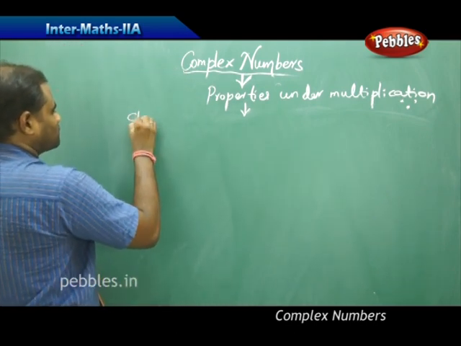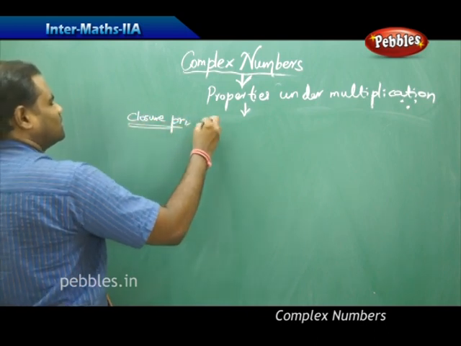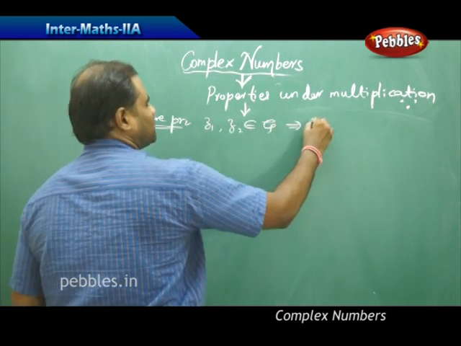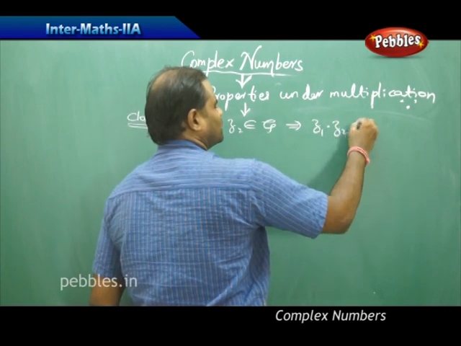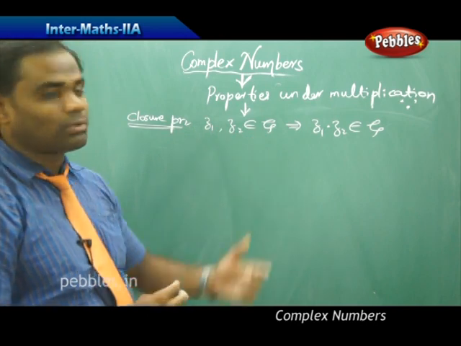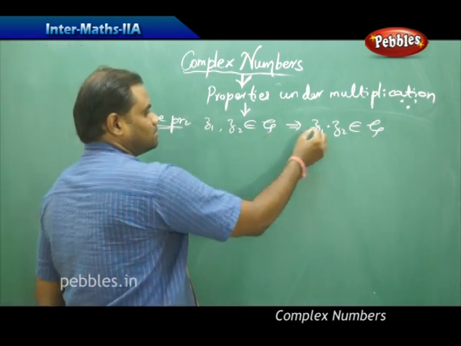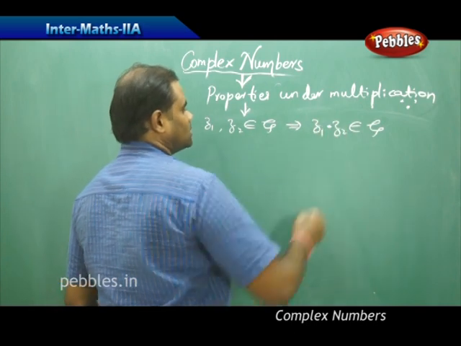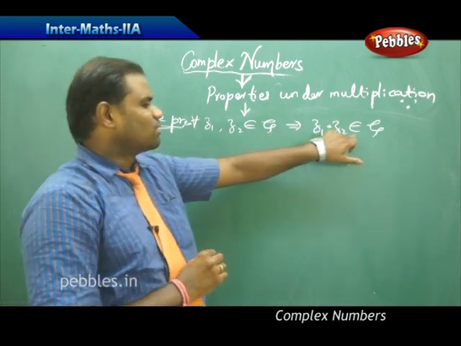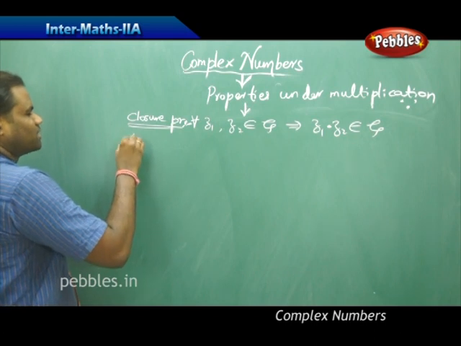So to start with, the closure property clearly says that z1 and z2 belonging to complex numbers implies z1 dot z2 is also a complex number. And that is, the closure property holds under multiplication. Therefore, the property says that this implies this for all z1 and z2 belonging to C, z1 dot z2 also belongs to C. The second is the associative property.